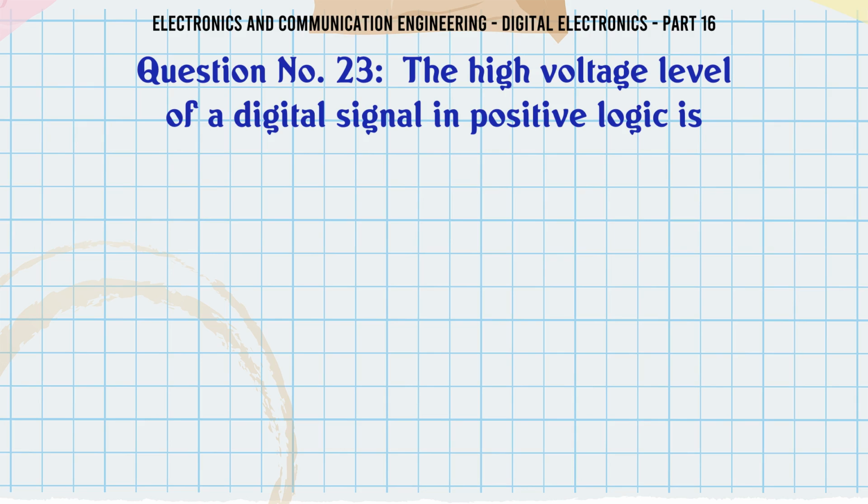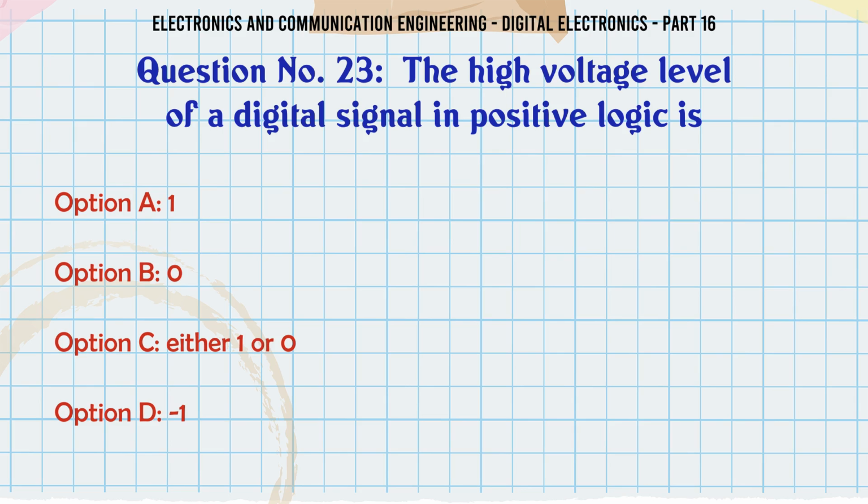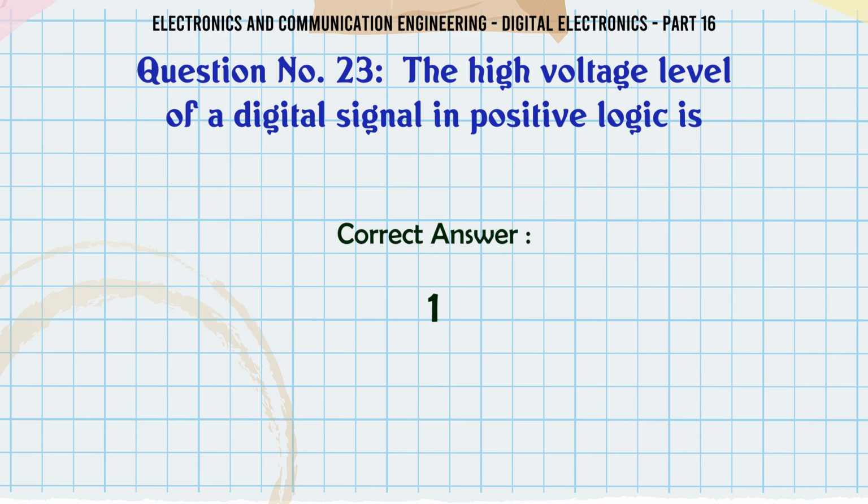The high voltage level of a digital signal in positive logic is: A. 1, B. 0, C. either 1 or 0, D. 1. The correct answer is 1.